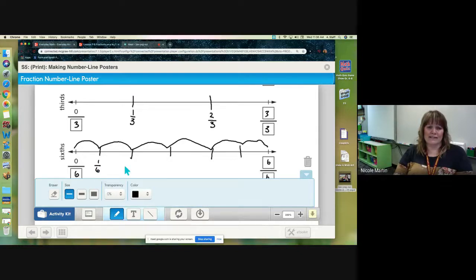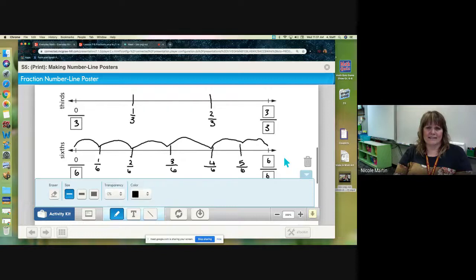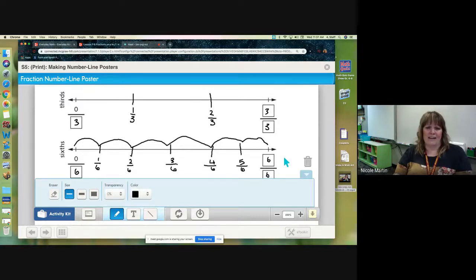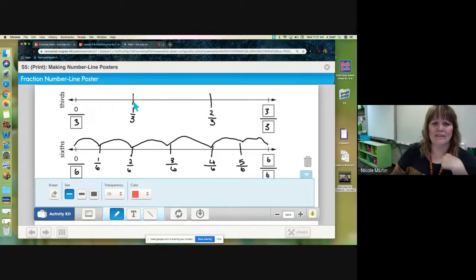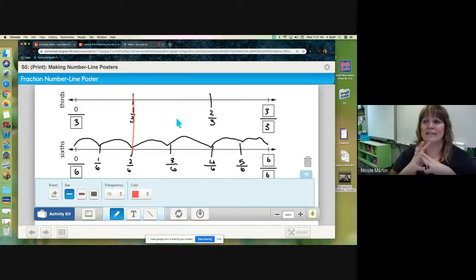You had 1/6, 2/6, and 3/6, 4/6, and of course 5/6. And there you have your 6/6. So Ethan, do you notice any fractions that are equivalent or the same? I'm waiting, Ethan. Yeah, Ethan, 1/3 is the same as 2/6.